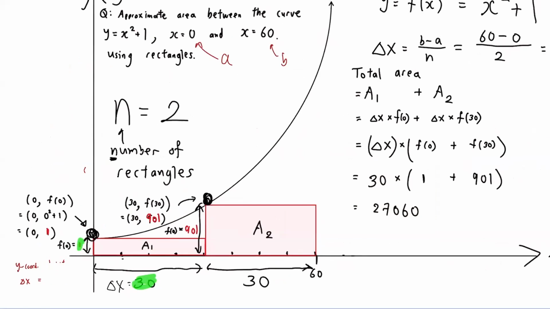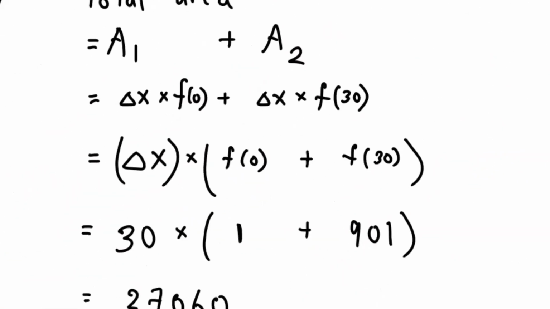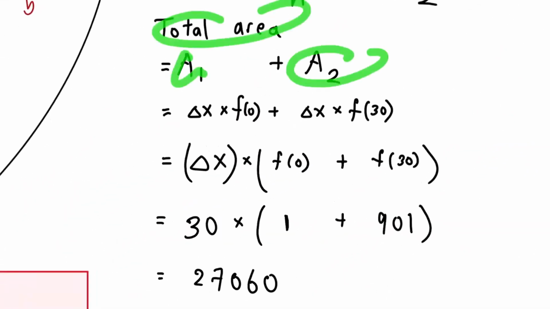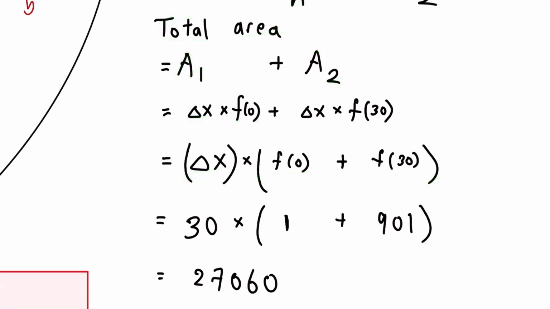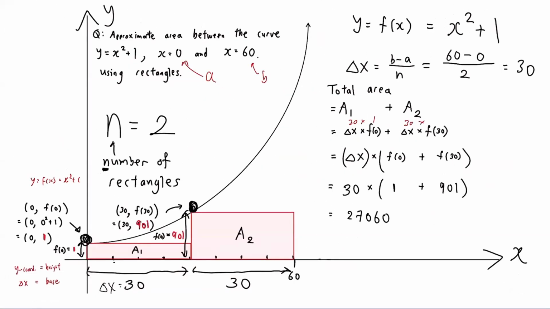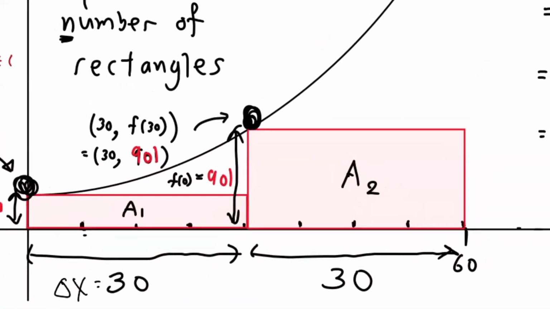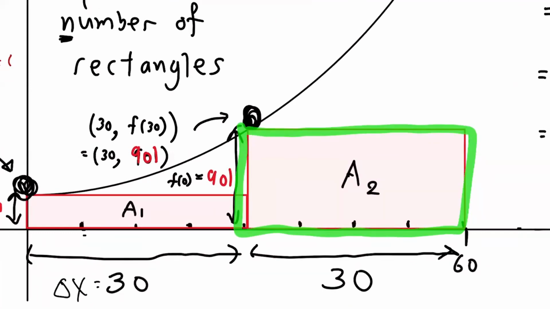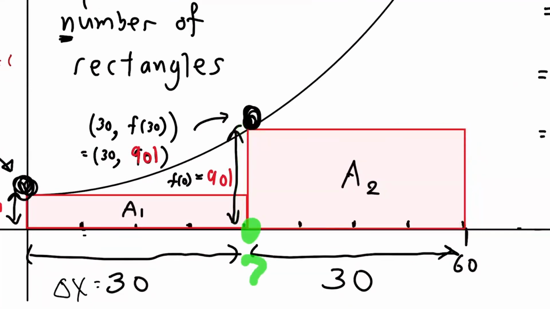So that's exactly what I did over here. I just use some fancy notation. Total area will be A1 plus A2, which is delta x times f of 0 plus f of 30, which is really just, if I wanted to, I can write it as 30 times 1. And the other one will be 30 times f of 30. Let's figure out why it's 901. Same thing here, we focus on the rectangle A2. What's the x coordinate here?